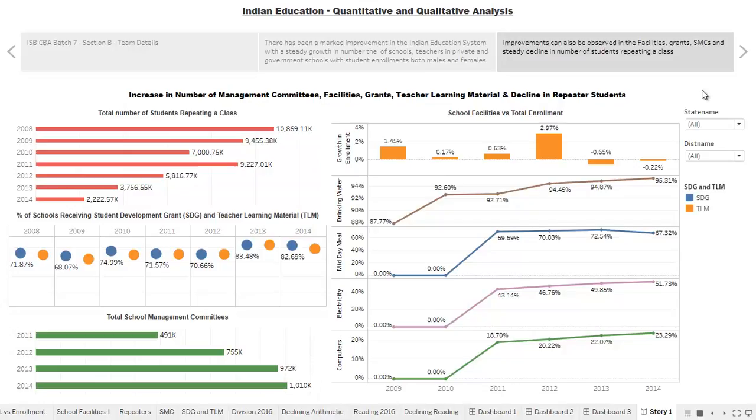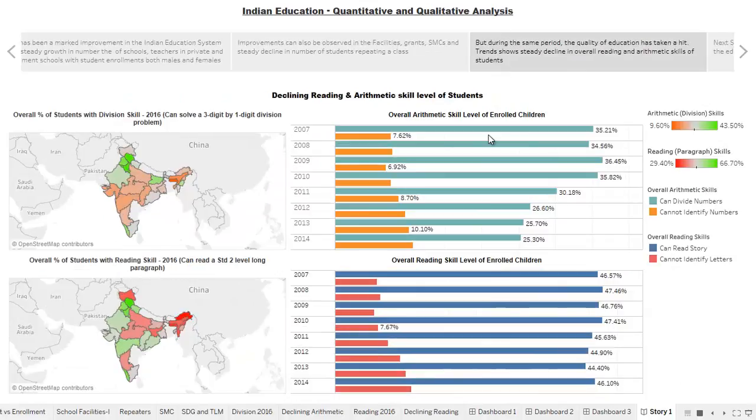But when we analyze the data for the quality of education over the same period, we get a different picture. In this particular graph, we are discussing the qualitative analysis of the Indian education system.